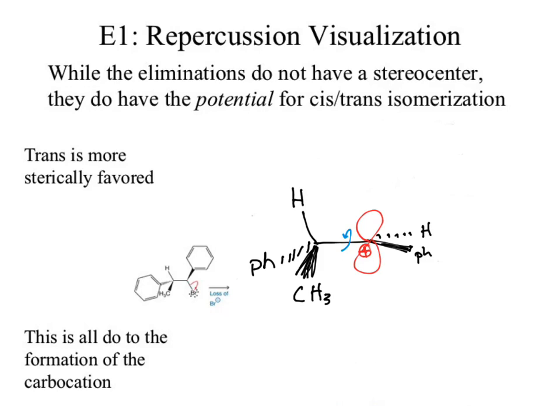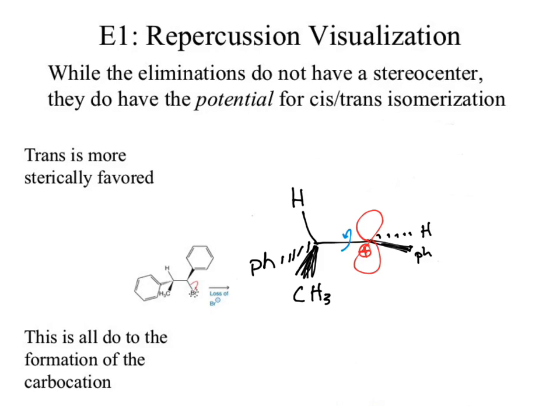Okay, what's the next step in our elimination? You have to have something. A base would come in, remove the hydrogen, and then the electrons can move into the pi bond. Is there an orbital here for the electrons to move into? Yes, so what can happen? Elimination can happen. Ta-da! There it is. It just happens, in that exact alignment.